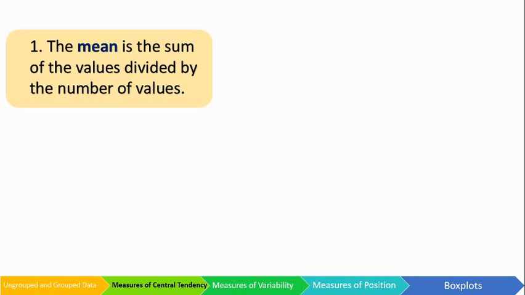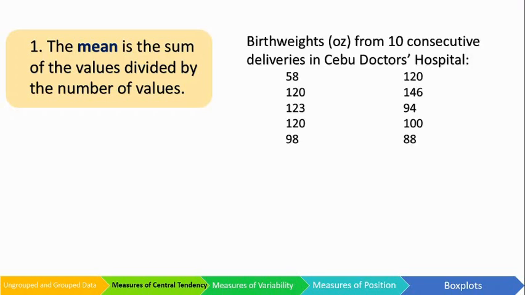Let's go back to the ungrouped data presented in the last video. Again, the birth weights measured in ounce from 10 consecutive deliveries in Cebu Doctors Hospital. Say we want to find the mean of this distribution. We use the formula x bar is equal to summation of x all over n. Recall that x bar is the symbol we use for sample mean. X in this formula means each of the data points, and n is the sample size.